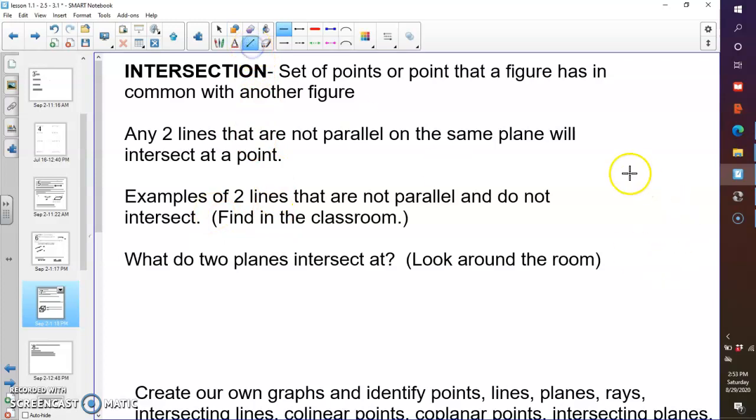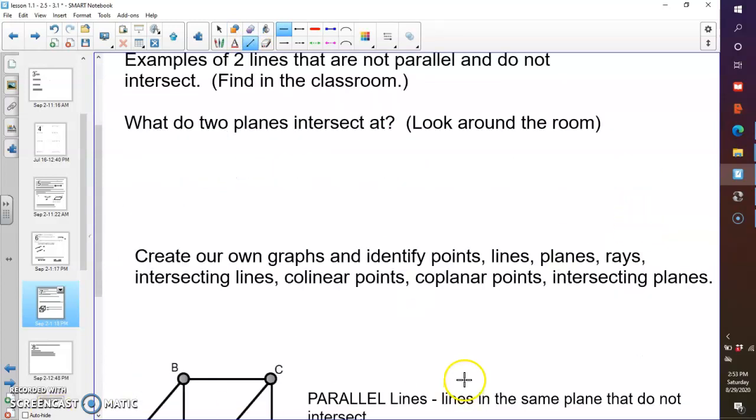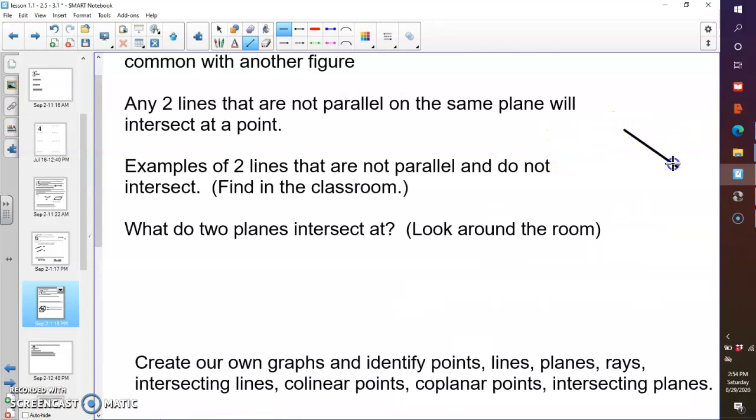So if I draw a quick intersecting line right here, we can argue that this point right here, and I'm going to try and color it in so we can see it a little bit better. Let's pick a different color. Right here, this area right here, that point is shared by both line segments. And that's essentially what a point of intersection is.